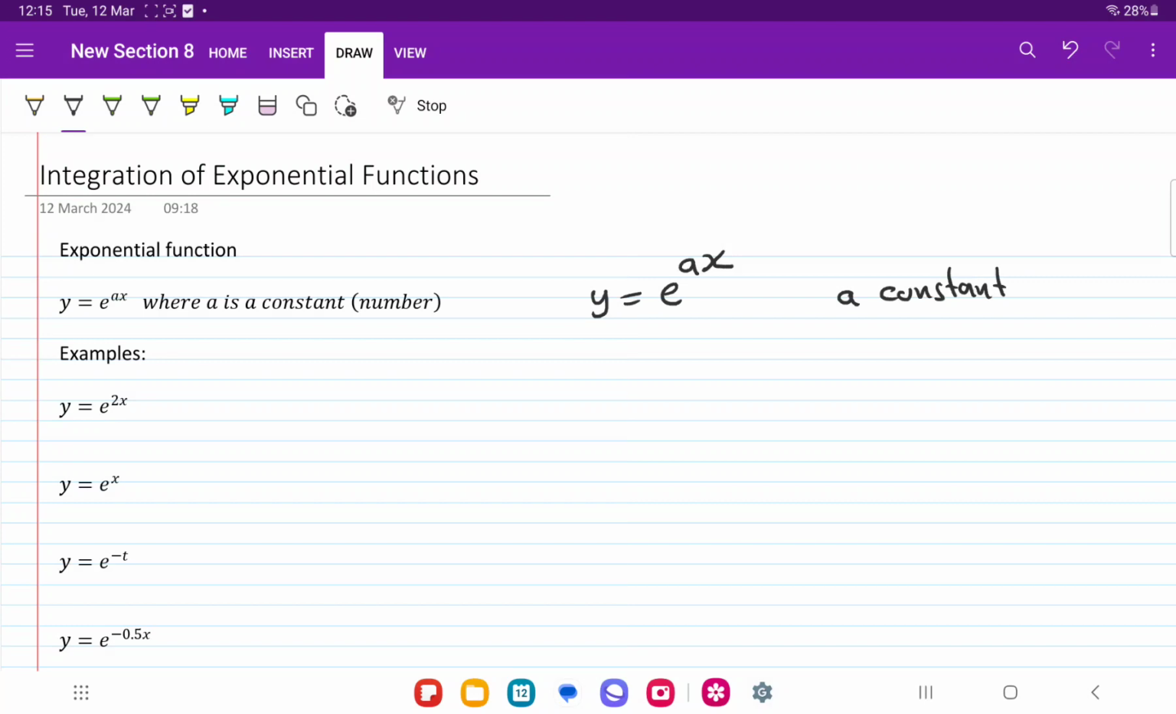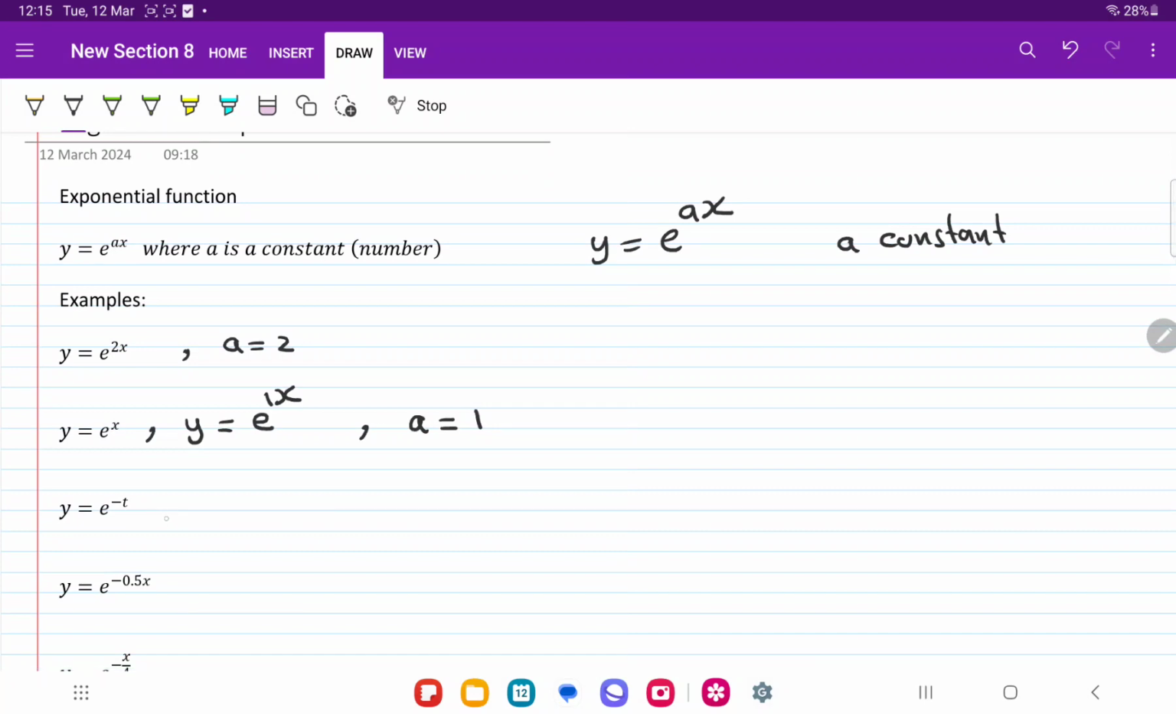So the first example, y equals e to the power 2x. As you can see, the number in front of x is 2, so a is equal to 2. Second example, y equals e^x. So I can rewrite this function as e to the power 1x. Usually, when we don't see any number in front of the letter, there is an invisible 1. So you are going to tell me that the value of a is 1 here.